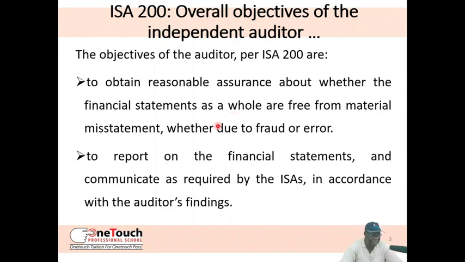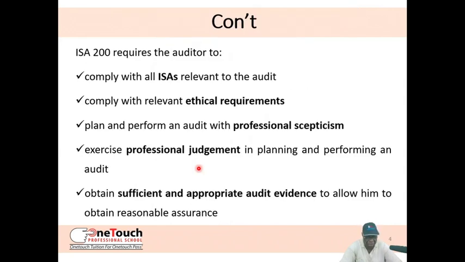And also to report on the financial statements and communicate as required by the ISAs in accordance with the auditor's findings. It continues to say that the auditor must comply with all international standards on auditing relevant to the audits. That is all the standards as far as auditing is concerned. And also to comply with relevant ethical requirements. And then you must also be able to plan and perform an audit with professional skepticism. Then exercise professional judgment in planning and performing an audit. And also to obtain sufficient and appropriate audit evidence to allow him to obtain reasonable what? Assurance.